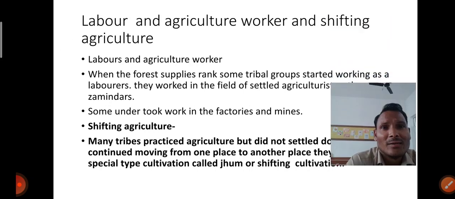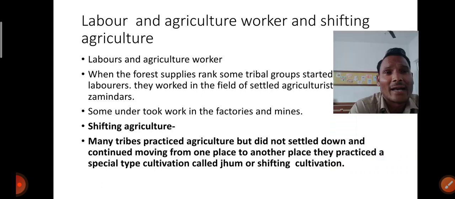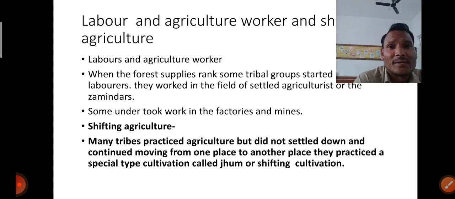Now we will see labor and agricultural workers, and shifting agriculture. Labor and agricultural workers: when the forest supplies shrank, some tribal groups started working as laborers. They worked in the fields of tribal agriculturists or settled zamindars. They also undertook work in factories and mines.